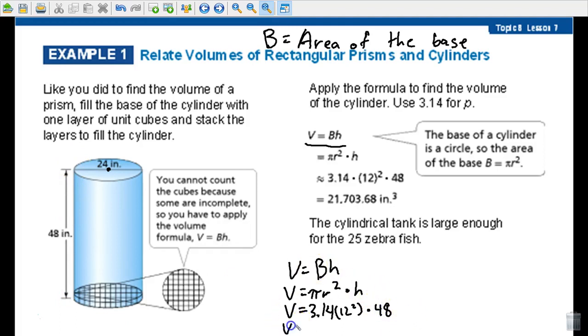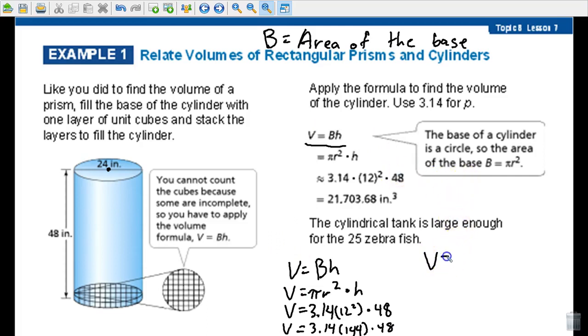So let's keep working. 3.14 times, what's 12 squared? It is 144. 12 times 12 is 144, times 48. So now we do 3.14 times 144. So we get, I'm just going to move it over here. It should be up and down, but I don't have any more space.